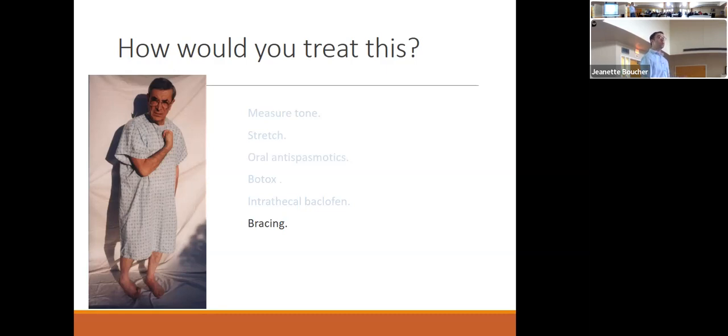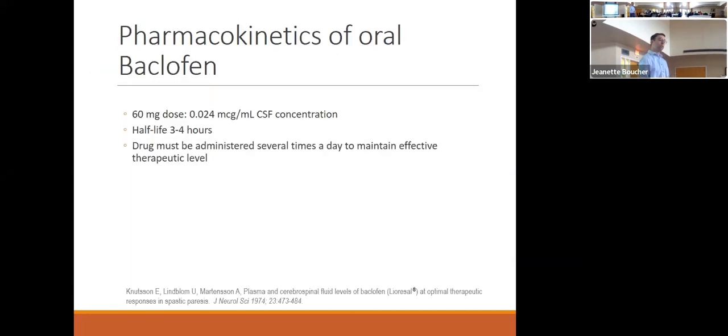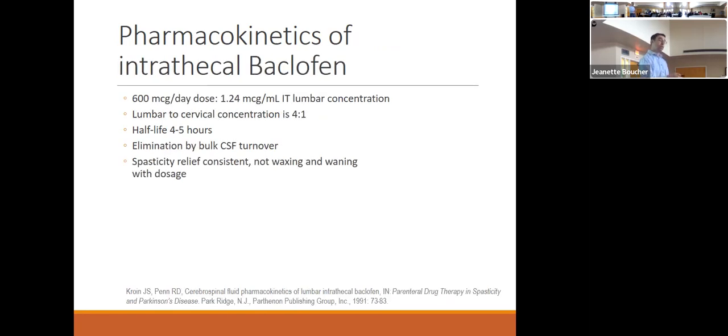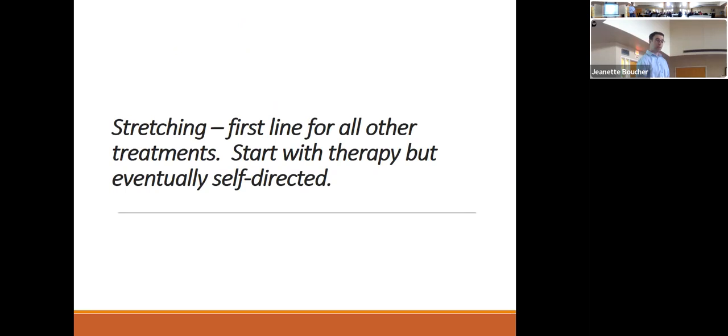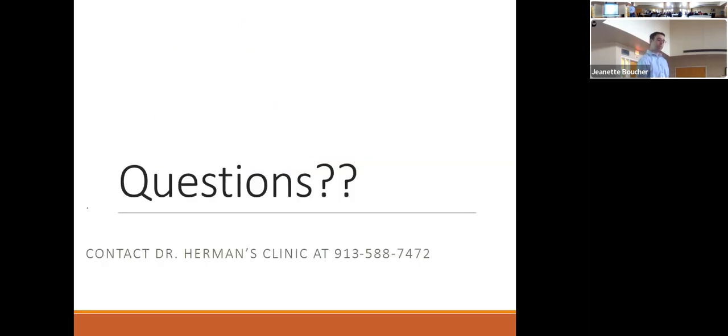Always, what's the first thing we're doing for patients? The most important thing with our treatment plan? Stretching, there we go, okay. Positioning, orthoses, then we're talking about medications, potential injections. This goes into a little bit more detail about oral Baclofen and its ineffectiveness as compared to the intrathecal Baclofen. Again, stretching.